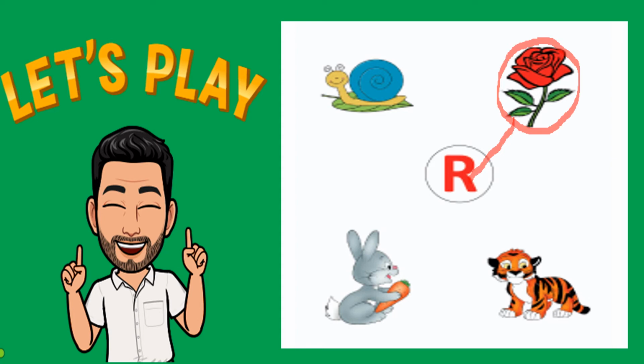Let's go to the two pictures at the bottom. What animal is that, boys and girls? What animal is that with the carrot? That is a rabbit. And the rabbit begins with the R sound? Yes. Let us circle it and match it to the letter R. Now, what type of animal is that, boys and girls? That is a tiger. And the tiger begins with the R sound? No, it begins with the T sound.